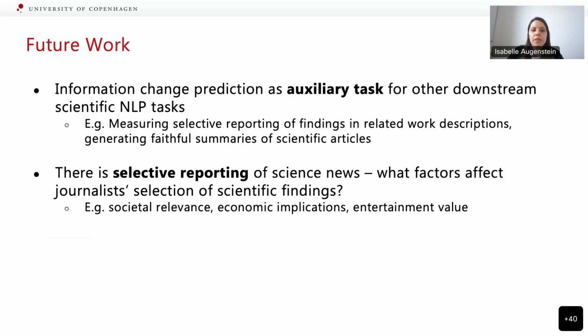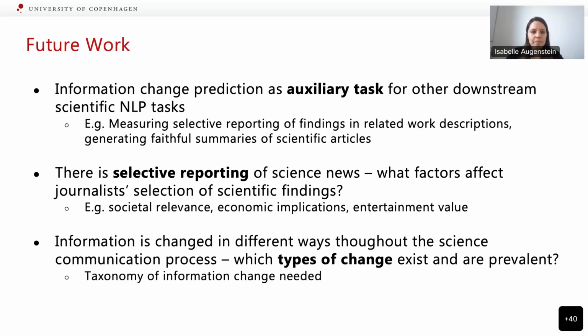We already know that there is selective reporting of science news in addition to overhyped reporting. So one thing to look at in future work could also be what factors affect journalists' selection of scientific findings in the first place. And this is something we're looking at right now. These factors include societal relevance, economic implications, but also things such as entertainment value of the scientific finding.